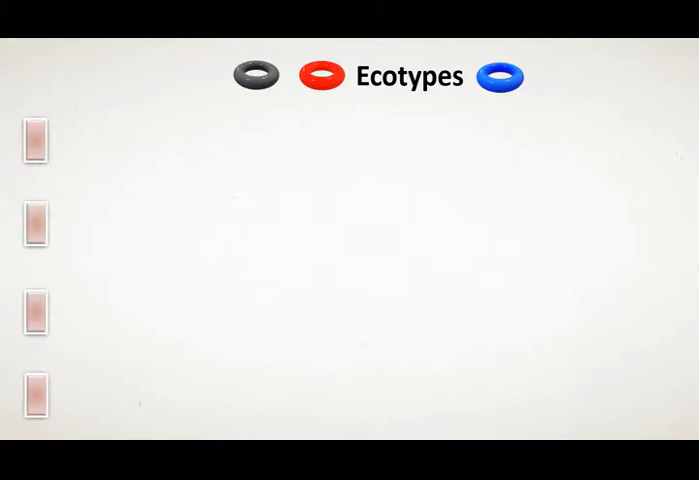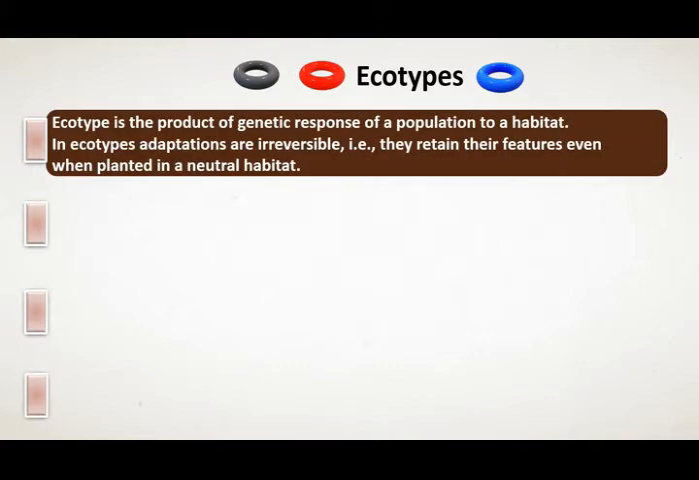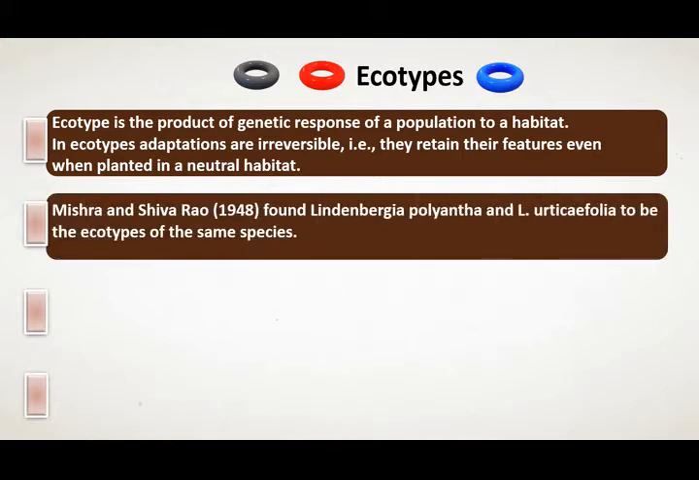Ecotypes are morphologically, physiologically, and developmentally adapted to live under varying environmental conditions. Ecotype is a product of genetic response of a population to a habitat. In ecotypes, adaptations are irreversible. That is, they retain their features even when planted in a neutral habitat. The differences in the ecotypes are so marked that some of them were treated as separate species by old taxonomists.